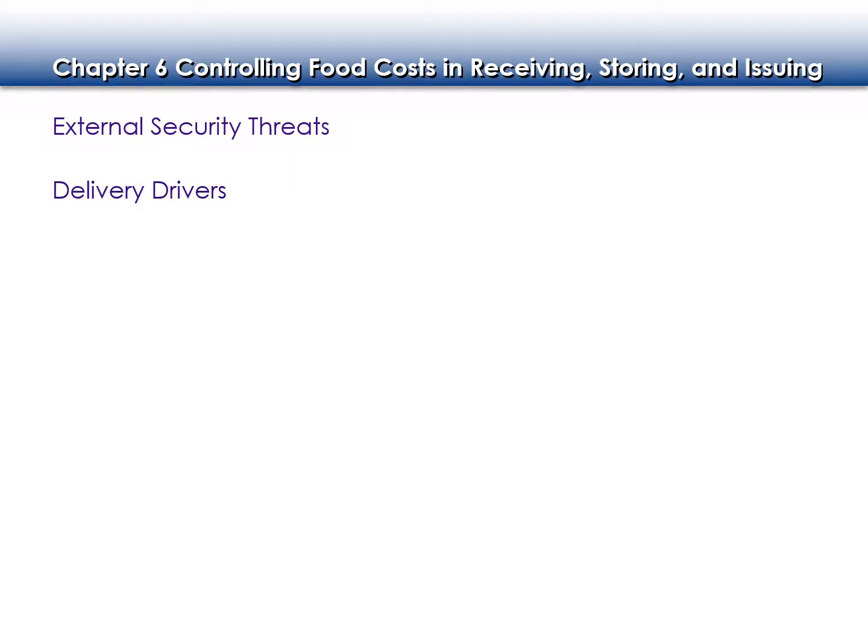External security threats, of course, include our delivery drivers; we have no control over them. But what are some concerns with delivery drivers? Not delivering the order. The trucks could break down. The trucks could break down, yeah. That happened to us actually. It did? Oh my gosh.